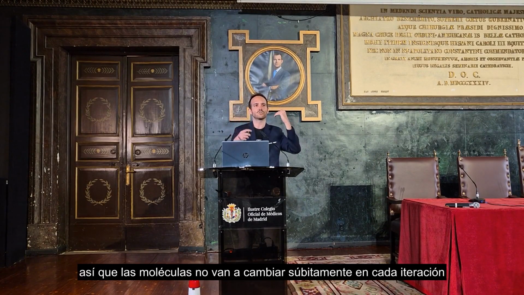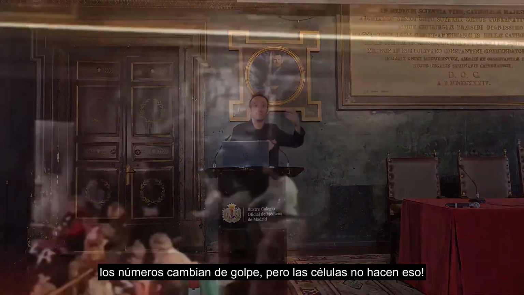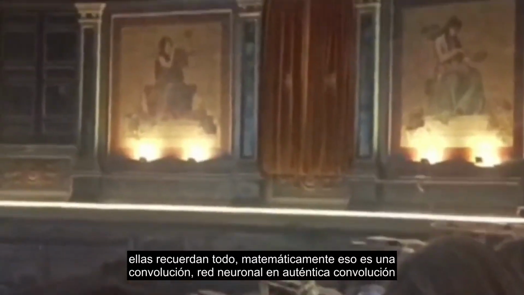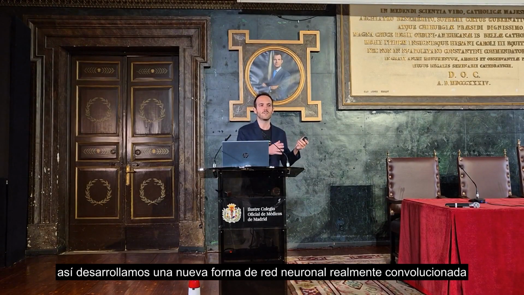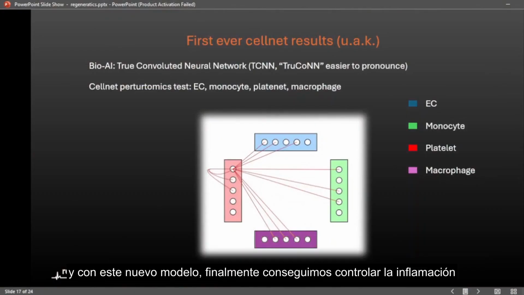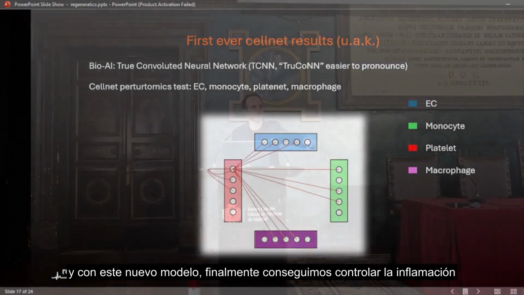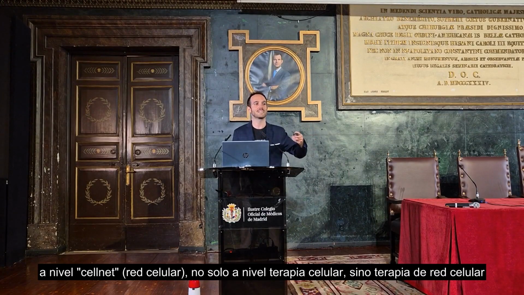So molecules are not going to flip in each iteration. Numerically, when you do an iteration, the numbers flip. There is a glitch in numbers, but the cells don't do that. They remember everything, and mathematically, that's a convolution, a true convolution network. So we made a new kind of true convolution neural network that I call Truco, because truco in Spanish means trick. And with this new model, we were finally able to control inflammation at the cell net. Not only cell therapy, but cell net therapy.